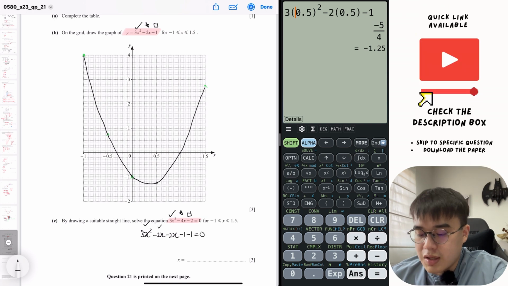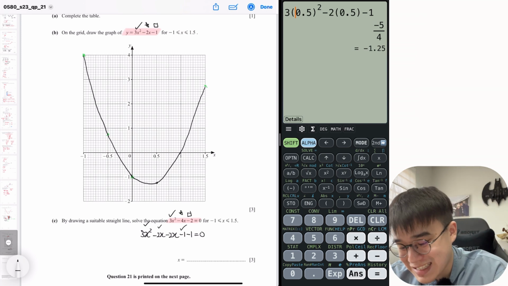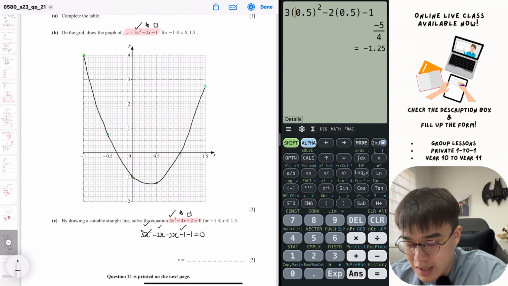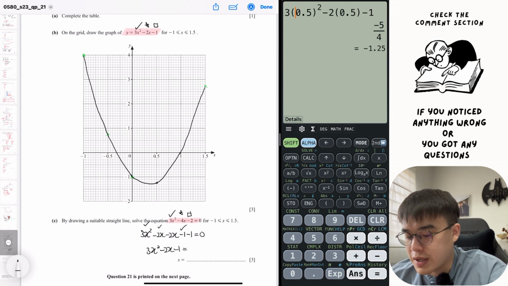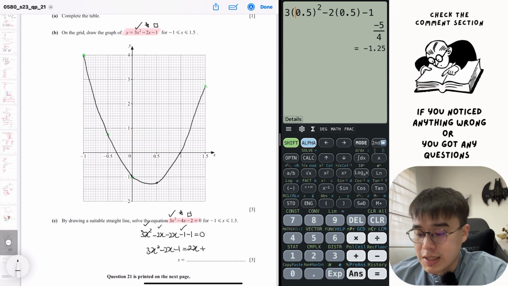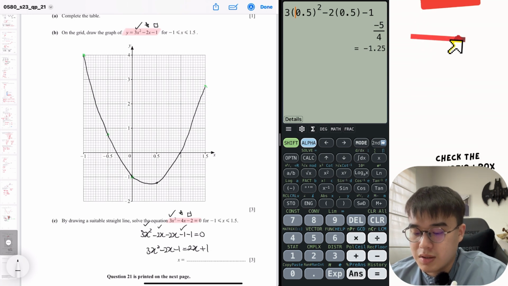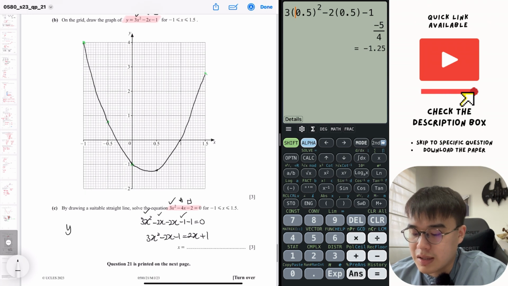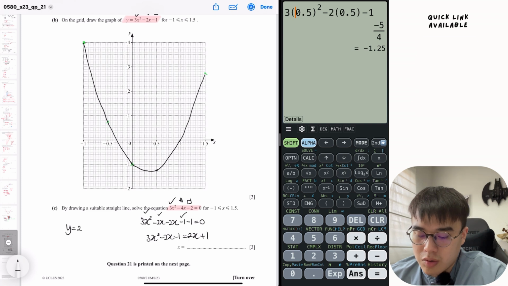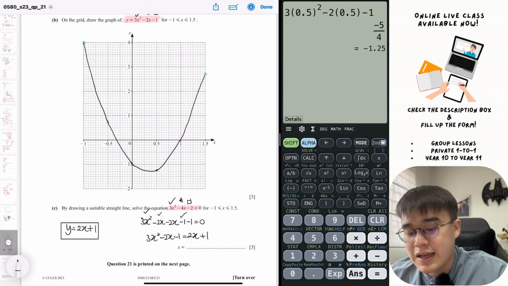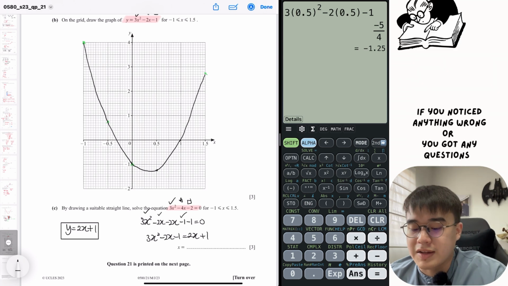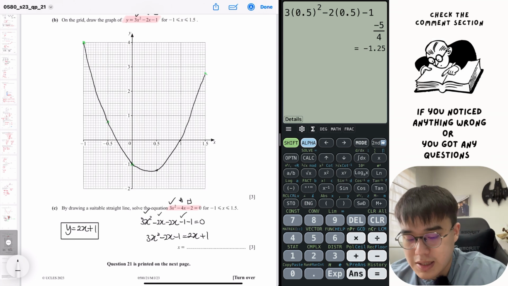The terms that you need are those that I put a tick on, and the rest, when you shift them away, you now form a new equation, which is 2x plus 1. So this 2x plus 1 will be the new line that they want you to draw. And when you draw out this line, then you'll be able to find the intersection here.